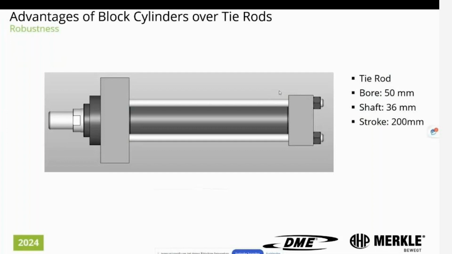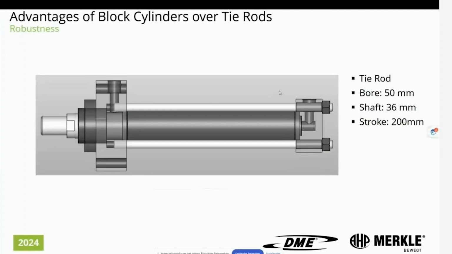It's amazing to see the difference, because from the tools that I saw from Europe and from China, I'm not saying the big majority, but some of them already have this concept of a block cylinder. So we will try to explain the differences between using a block cylinder and a tie rod. So we have here a tie rod cylinder with a 50 millimeter bore, 36 millimeter shaft, and a 200 millimeter stroke.